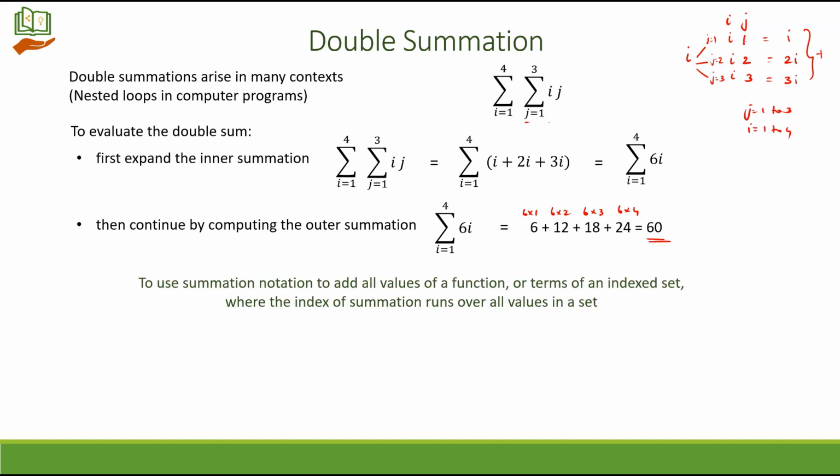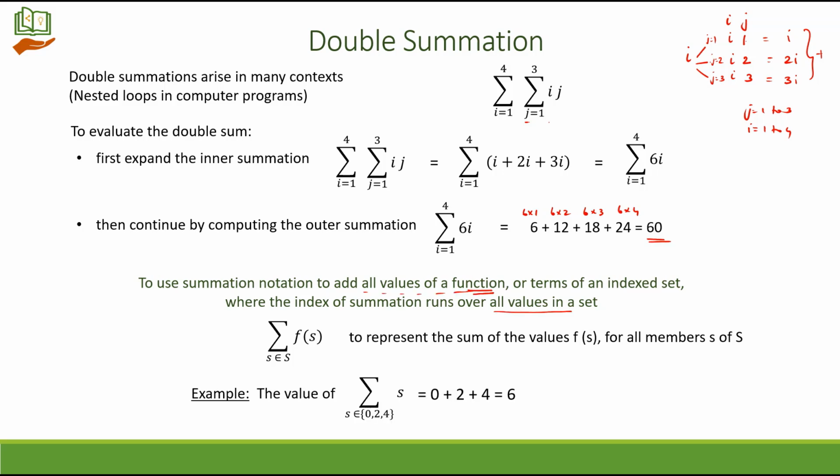We use summation notation to add all values of a function or terms over an index set, where the index of summation runs over all values in a set. We saw this with respect to numbers earlier. This is with respect to a set. Here we have an element small s that belongs to the set capital S, and we have a function f of s. This represents the sum of values f of s for all members s of S.